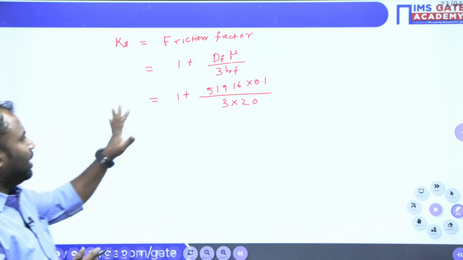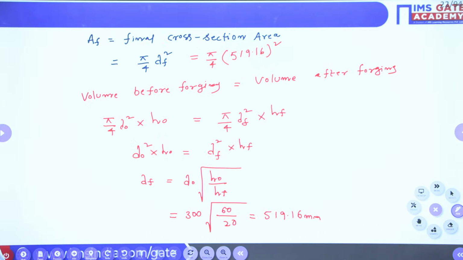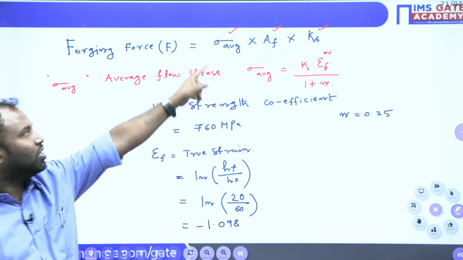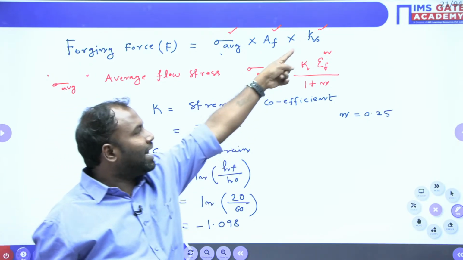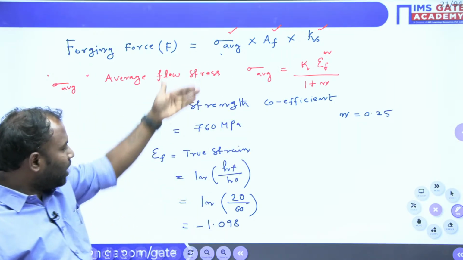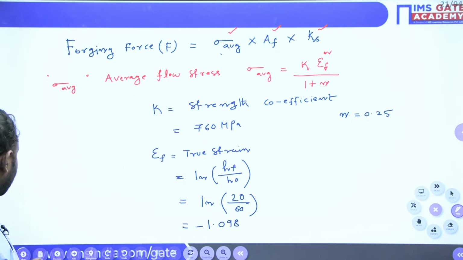Okay, right. Now here, I found all three terms which are required for calculating the forging force. Sigma average flow stress I have found, final cross section area I have found, and Ks also I have found. Now let me substitute all these values so that you are going to get your answer.